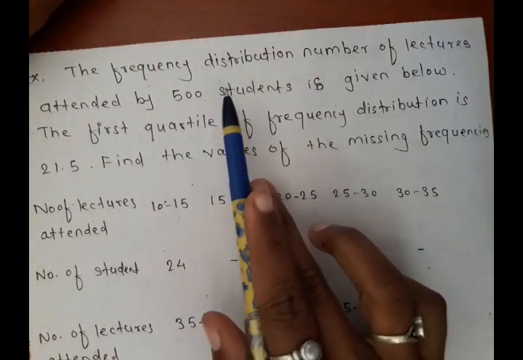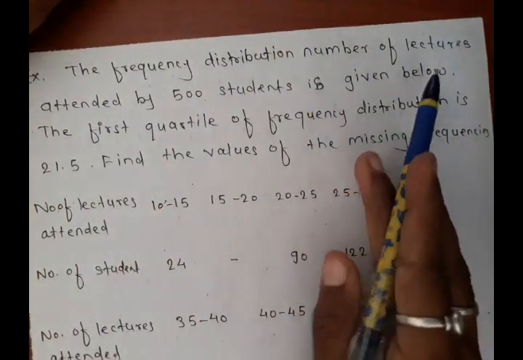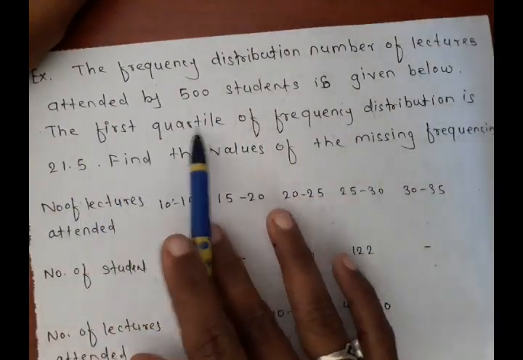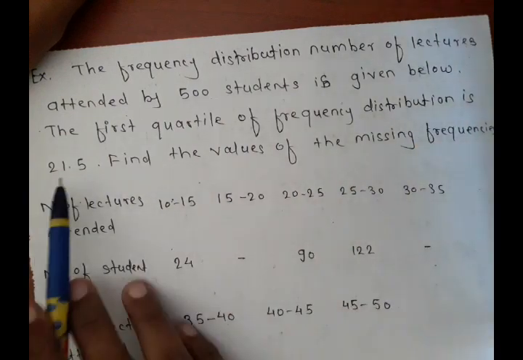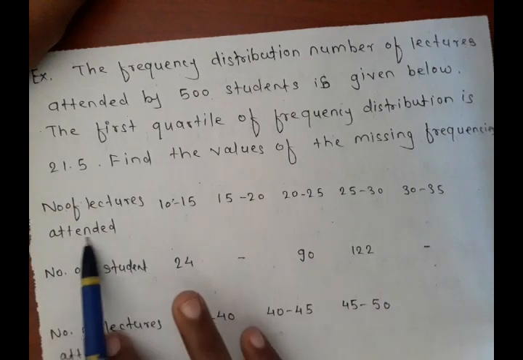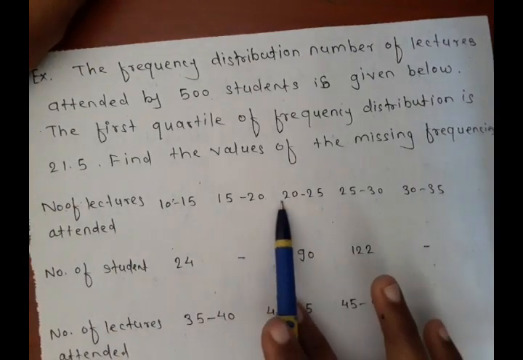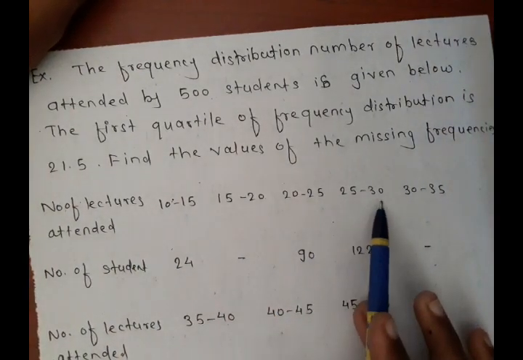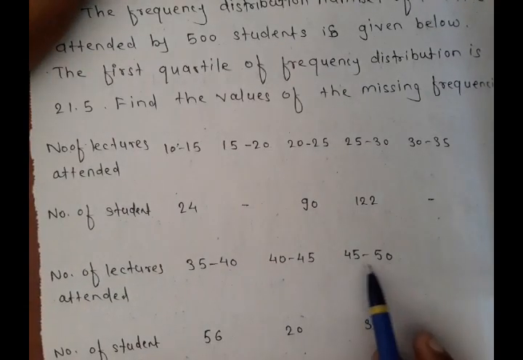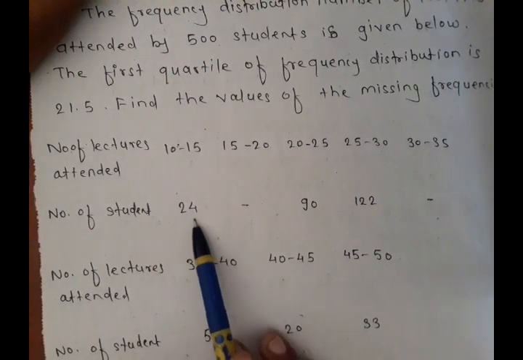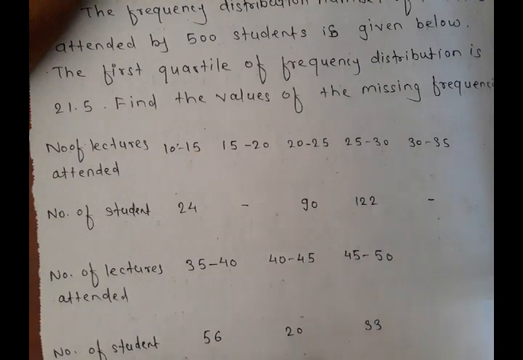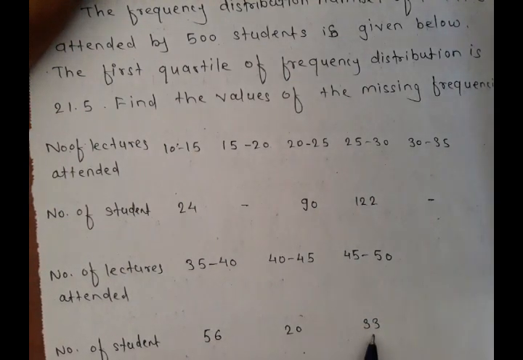Example: the frequency distribution of the number of lectures attended by 500 students is given below. The first quartile of the frequency distribution is 21.5. Find the values of the missing frequencies. Number of lectures attended: 10 to 15, 15 to 20, 20 to 25, 25 to 30, 30 to 35, 35 to 40, 40 to 45, 45 to 50. And number of students are 42, 24, dash, 90, 122, dash, 56, 20 and 33.